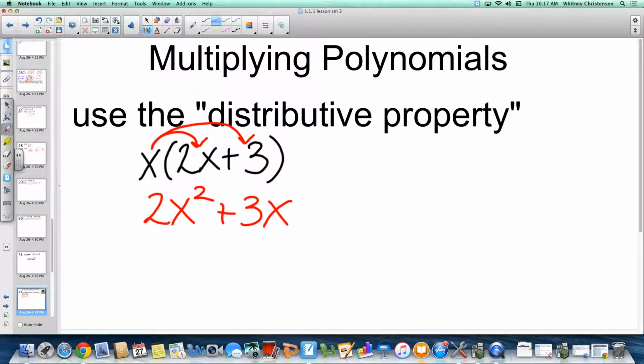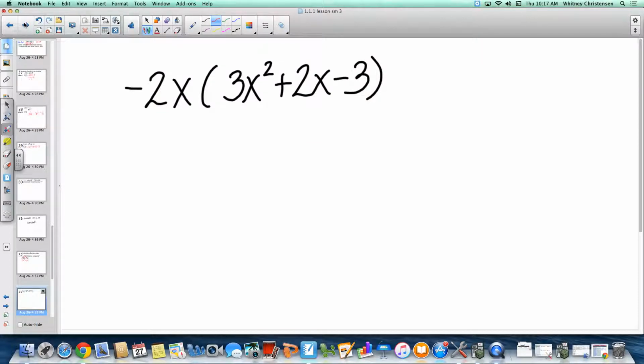Let's do another one. Negative 2 times 3x squared plus 2x minus 3. Once again, it's this polynomial multiplied to all of this polynomial. So I like to draw my little arrows. To be honest, I never don't. Because why not? It takes me 2 seconds and I make sure not to miss anything. So I've got to multiply that through to everything. So that means I'm going to have, oops, hold on. Let's not get ahead here. So we have negative 2x. Let's be careful. This one's kind of tricky.